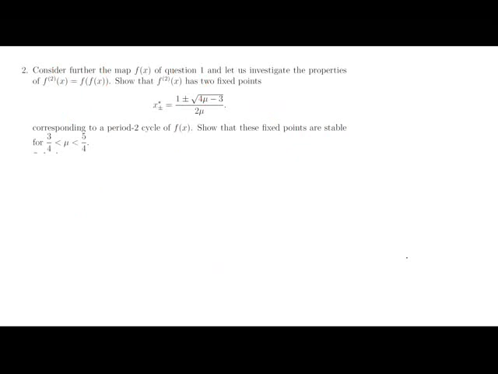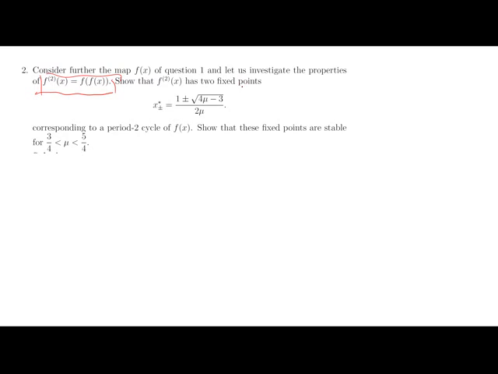So problem number 2. It is about 2 periodic solutions. Consider further the map, the same map as in problem number 1, and we want to investigate properties of the second composite. It says to show that f2 of x has two fixed points. What does it mean? Well, there are two ways to look at it.